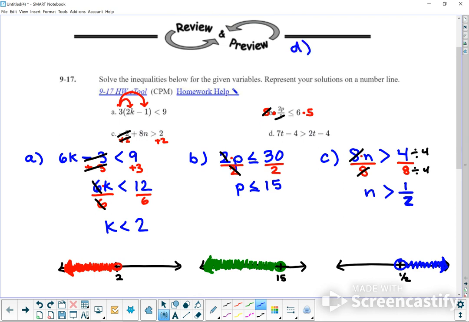All right, so D, looks like there's a couple of things we can do. Let's get rid of the -4 first. So let's add 4, which is the inverse of -4, which is going to cancel that, but it also cancels this. It actually makes it 0. So you're left with 7t greater than 2t.